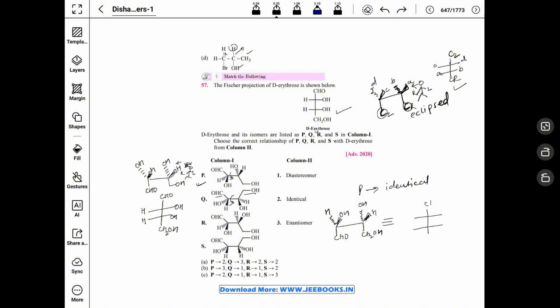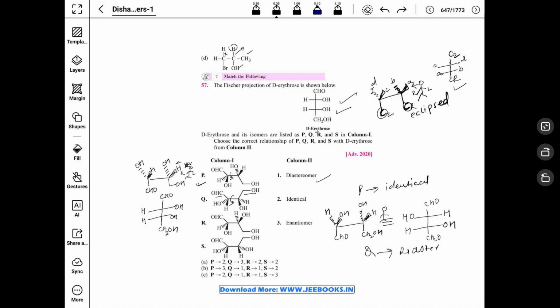So the aldehyde is on the top and you are standing here and watching through this. So H is on your left hand, OH is on your right hand, and then OH is on your left hand and hydrogen is on your right hand. So you can see this molecule and the erythrose, what is the relationship? These are not mirror images of each other. So when they are not mirror images, then what are they? Diastereomers. We know that diastereomers are those stereoisomers which are non-mirror images. They don't have a mirror image relationship. So therefore, we can say that molecule Q is a diastereomer.